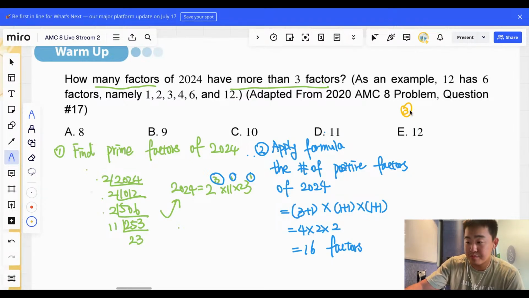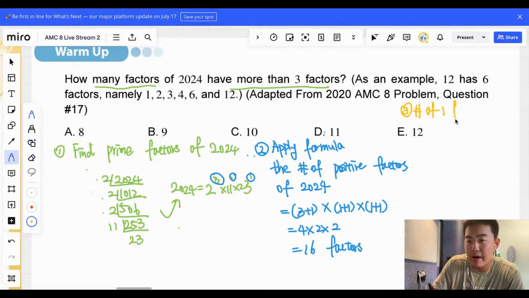So now, let's recall that we can always, more than 3 is 4 and above, right? 3 is not included. So let's think about finding those factors that have less than or equal to 3 factors. Then we exclude those numbers from the 16 factors, which should give us the same exact result as doing it in a straightforward direction, right? So our step 3 is first, let's think about number of 1 factors, okay?